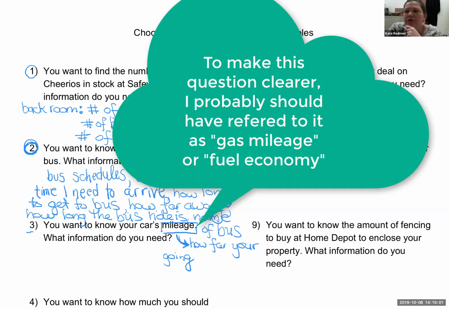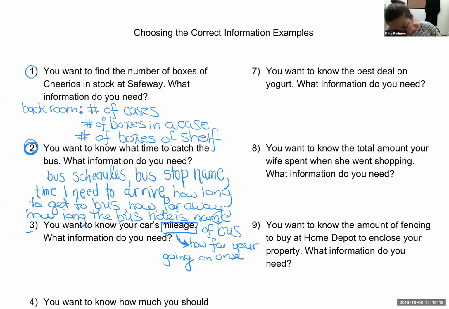Anybody know? Have you ever gone to the car dealership and they tell you something like, oh, your car, the mileage is 32 mpg? What's that? 32 miles per gallon. There you go, miles per gallon. So how far you're going on 1 gallon of gasoline. So that's what you're trying to figure out.